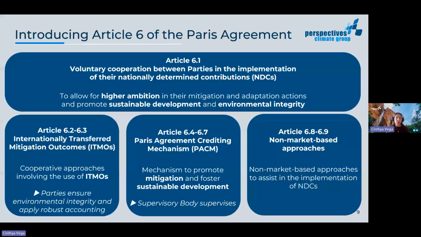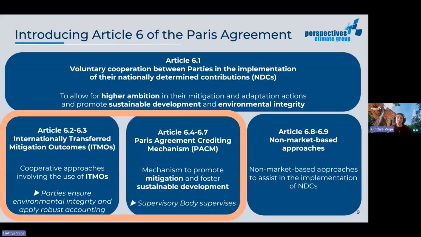The third component of Article 6 cooperation is Article 6.8, which allows and promotes cooperation through non-market-based approaches. So, for example, through technology transfer, direct financial support, among others. This type of cooperation does not generate carbon credits, so it is outside of the scope of this masterclass, and we will only be focusing then on 6.2 and 6.4 for the rest of our 2 hours and a half that we have left.